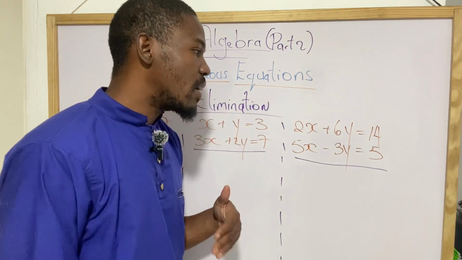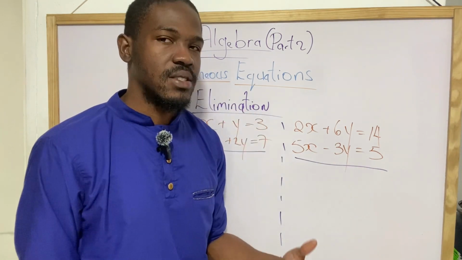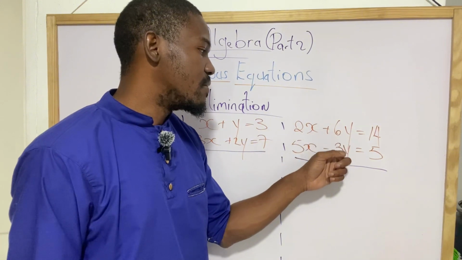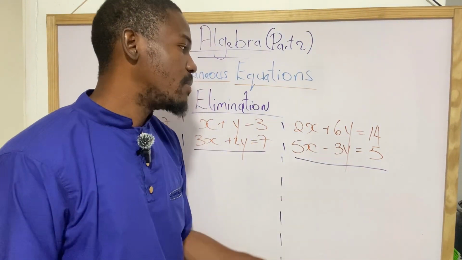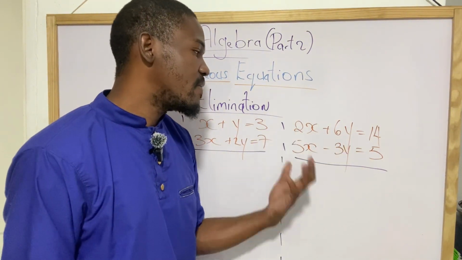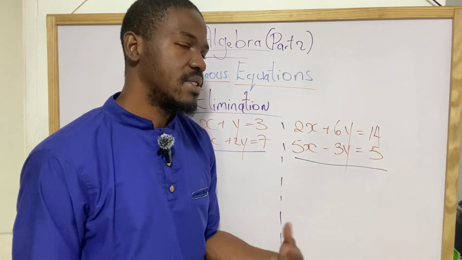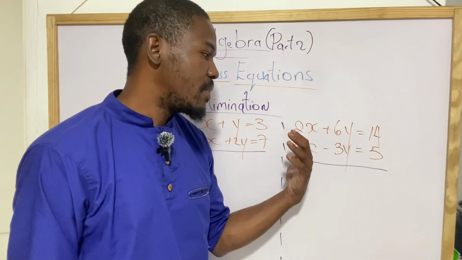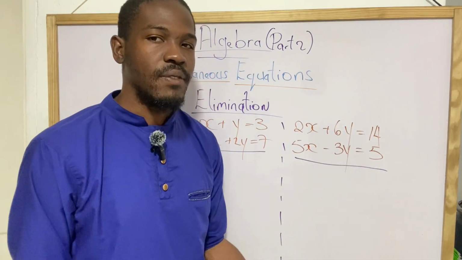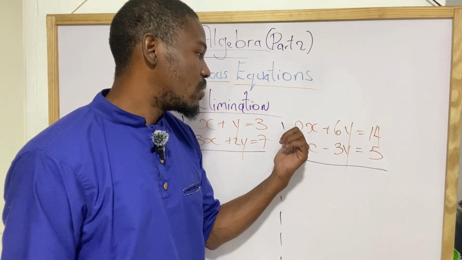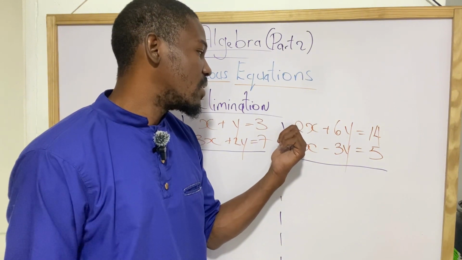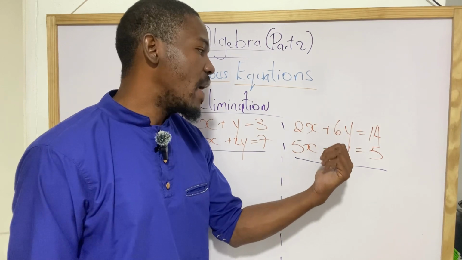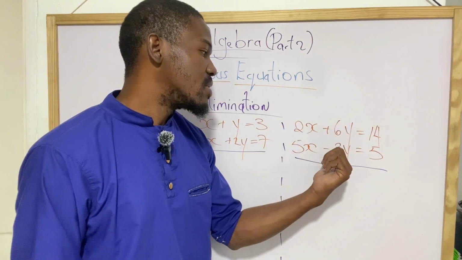So I just want to look at what possible choices I have to let these two coefficients have the same value. Either the x's have the same value or the y's have the same value. Whichever one you choose to eliminate, either the x or the y, you can work out how to get these two values to be the same.